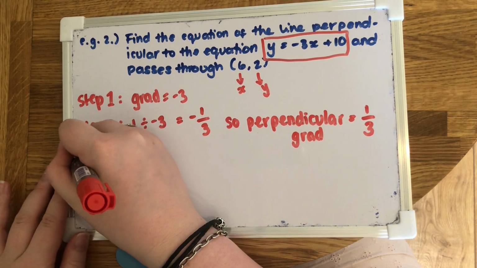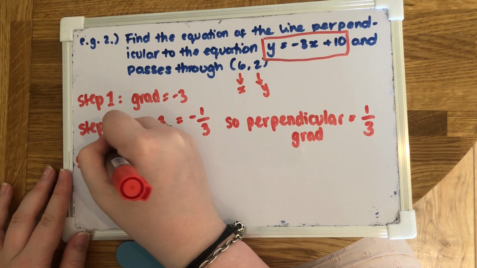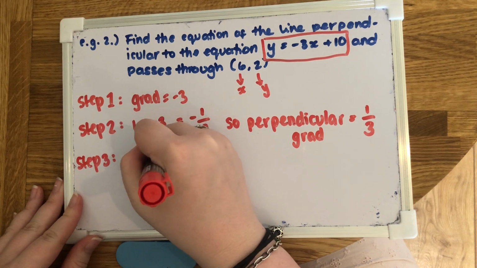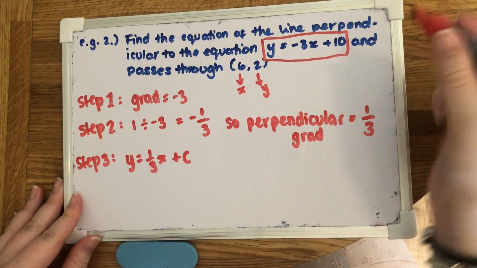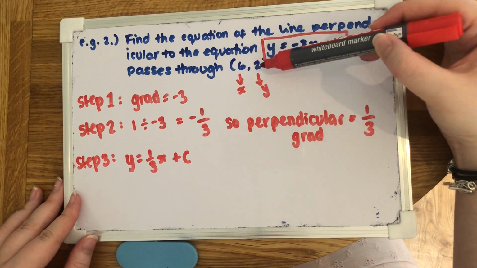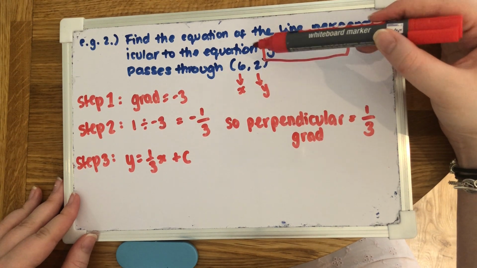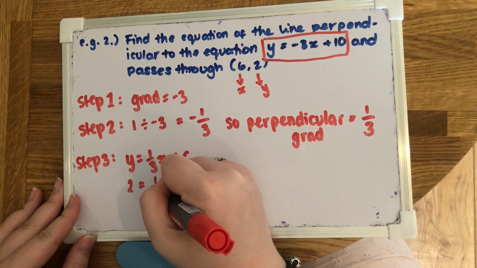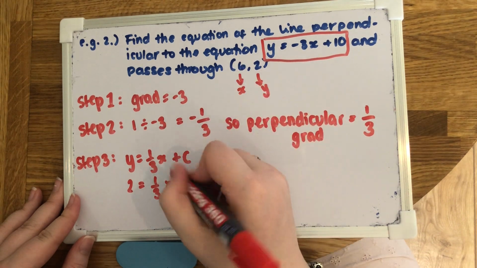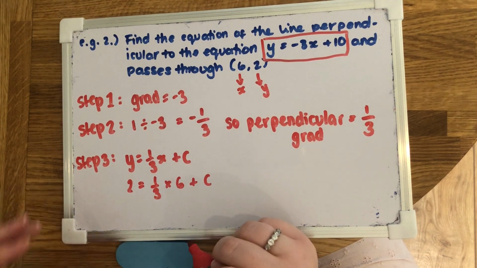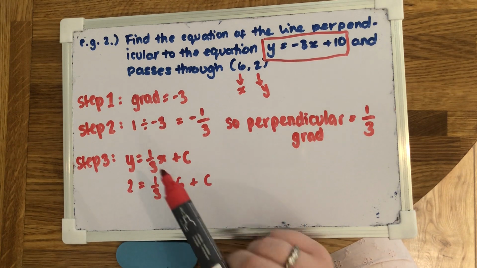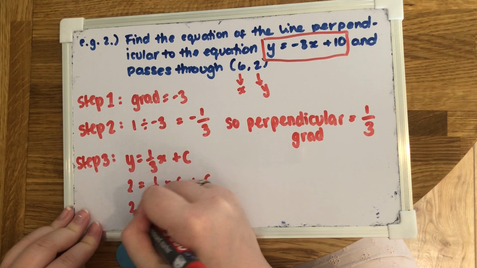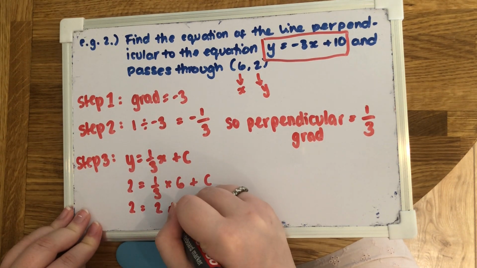Okay, so step 3 is the bit that we've been doing before. So we need to write the equation. So y equals 1/3 x plus c. Okay, and then I labelled here which one's x and which one's y, so we need to substitute those in. So y is 2, so 2 equals 1/3 times 6 plus c. Okay, so 6/3 is the same as 2, so 2 equals 2 plus c.